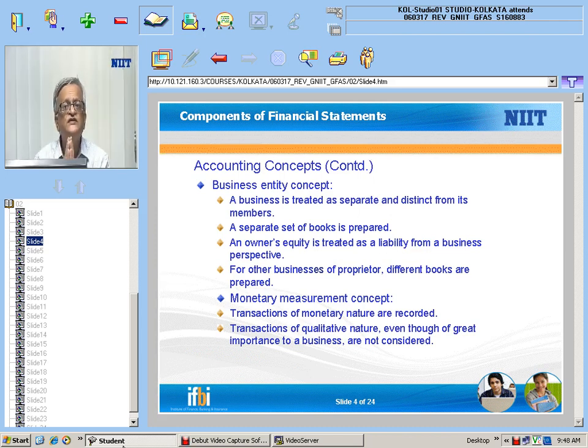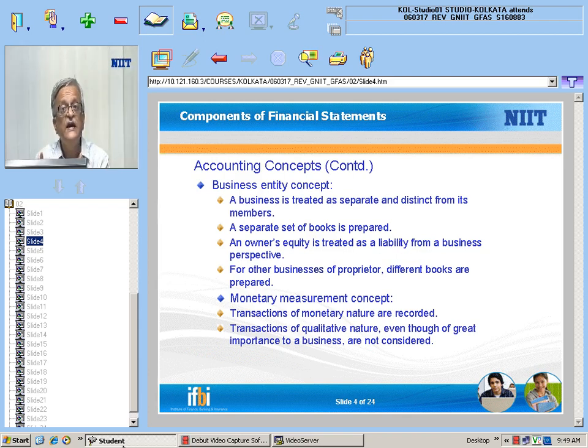So suppose there is a business firm. Suppose, let us say, I have started a business. If I start a business, then the business will have some identity. It will have some name. And I will be doing business in that name of that firm. So the accounting concept and accounting principle says that a business entity has to be treated as separate and distinct from its members. Members may be the owners.